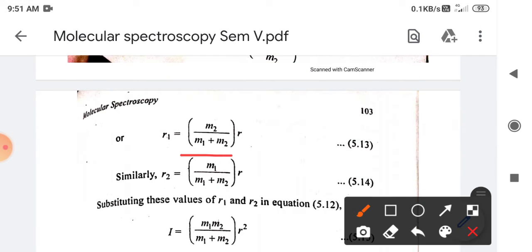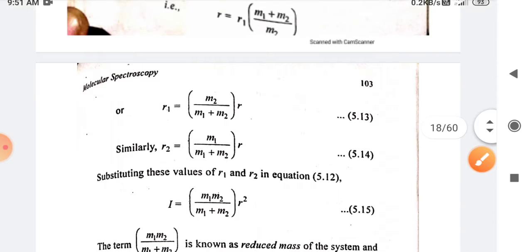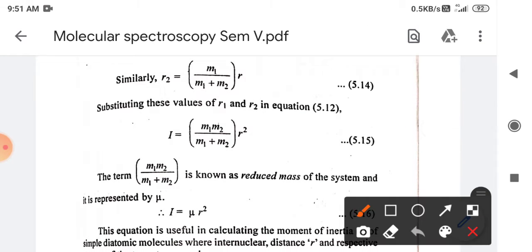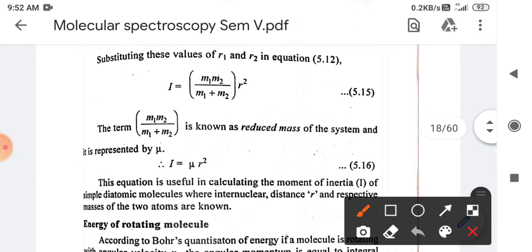m2 upon m1 plus m2 into r, or r2 is equal to m1 into r upon m1 plus m2. So that is simply the rearrangement. If we have done the rearrangement, we will get these equations directly. Now substituting these values of r1 and r2 in the given equation, that is equation number 5.12, we get the moment of inertia value as m1 m2 upon m1 plus m2.